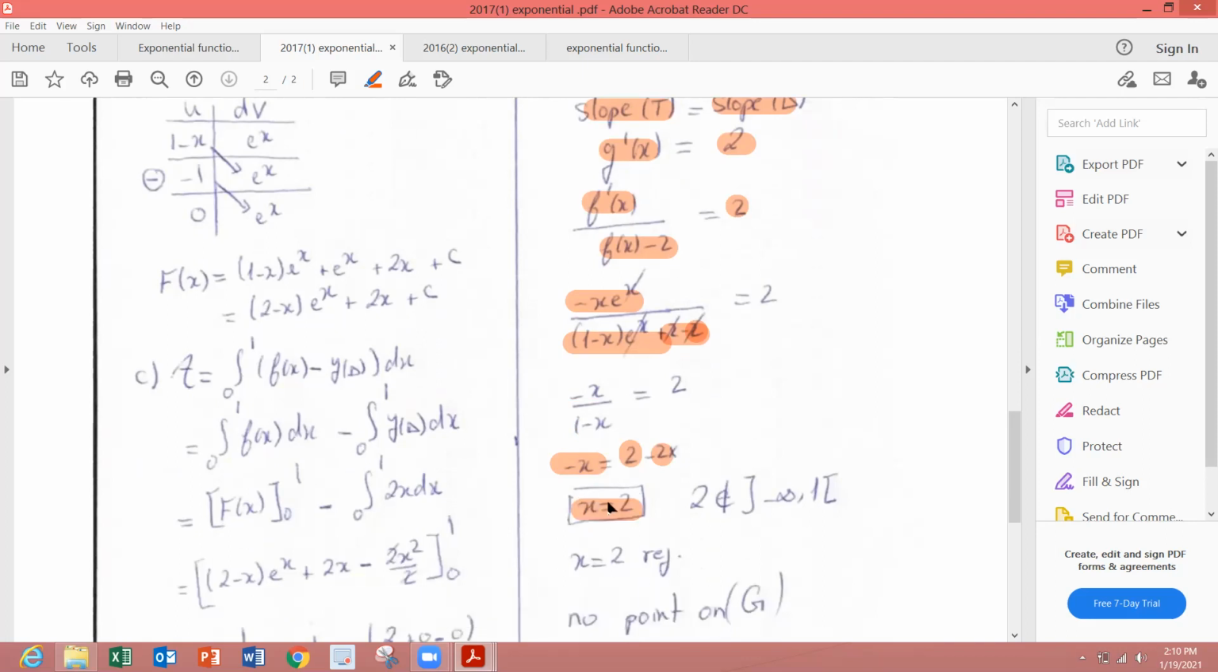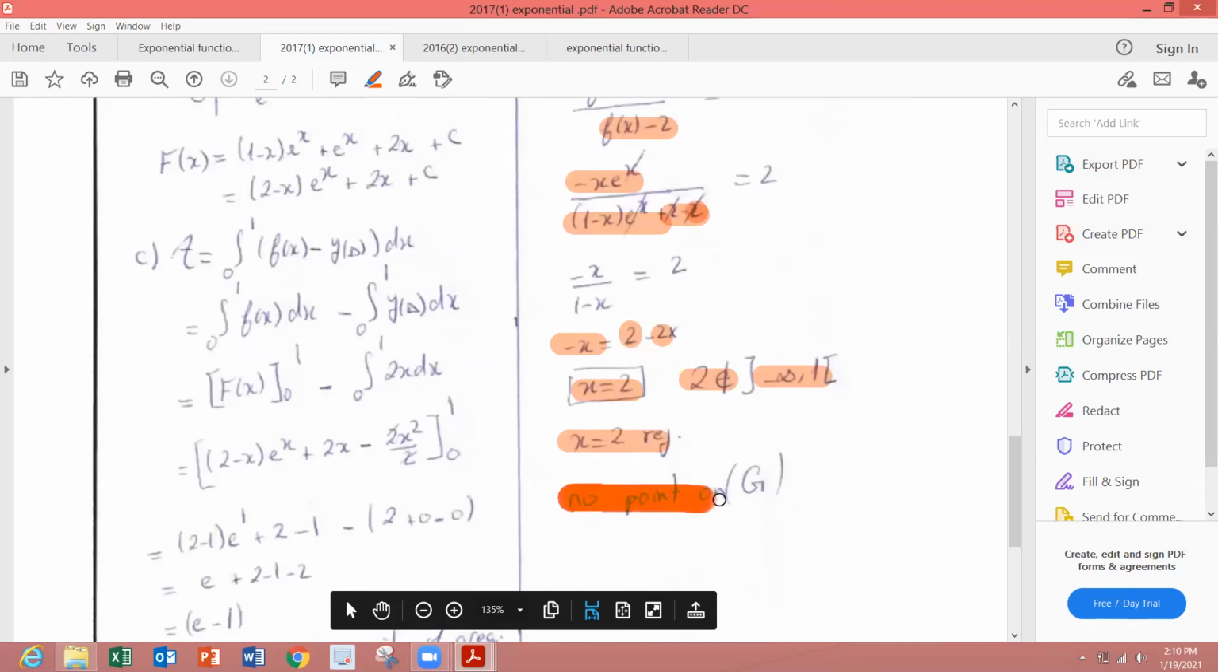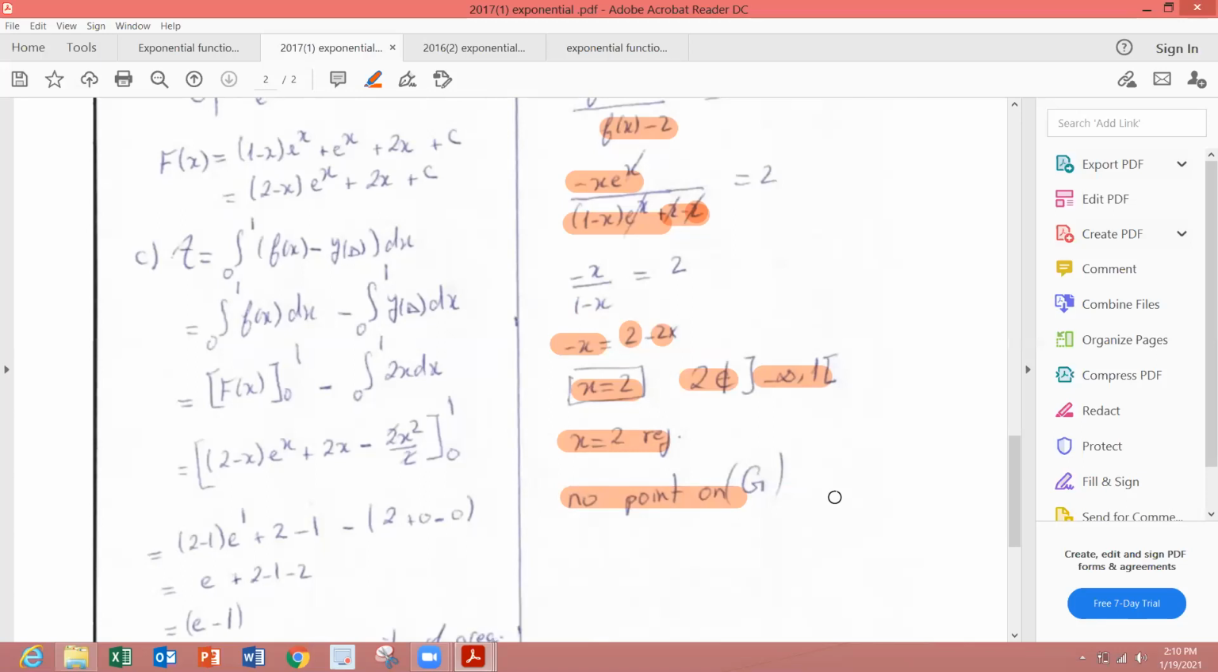We check if this value belongs to the given interval. The interval is (minus infinity, 1), the domain of definition of g. 2 doesn't belong to this interval. So x equals 2 is rejected. So there is no point on g in which the tangent at this point is parallel to delta. Okay.